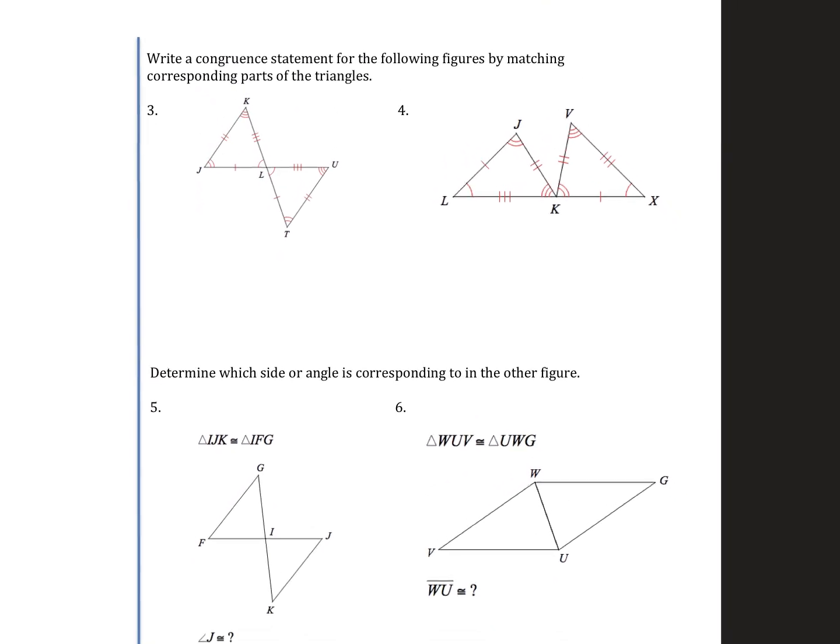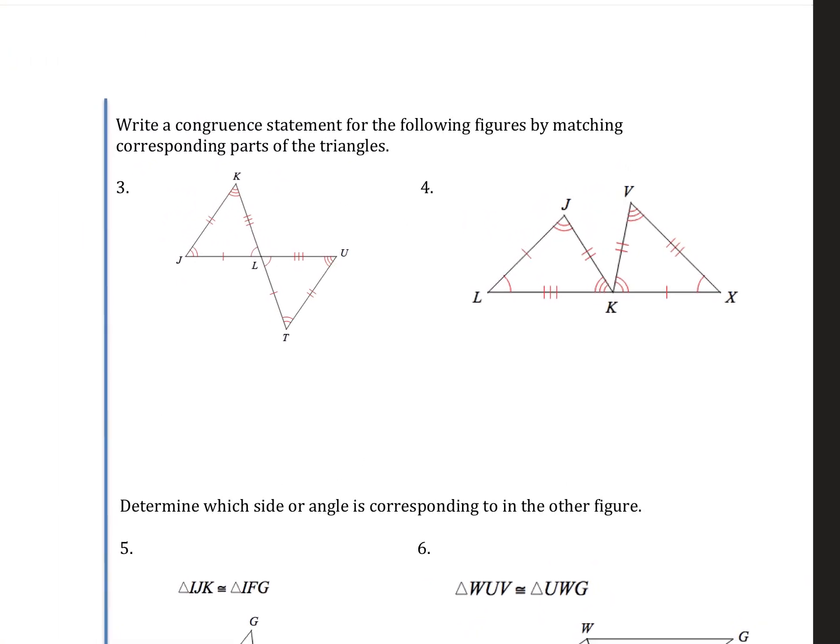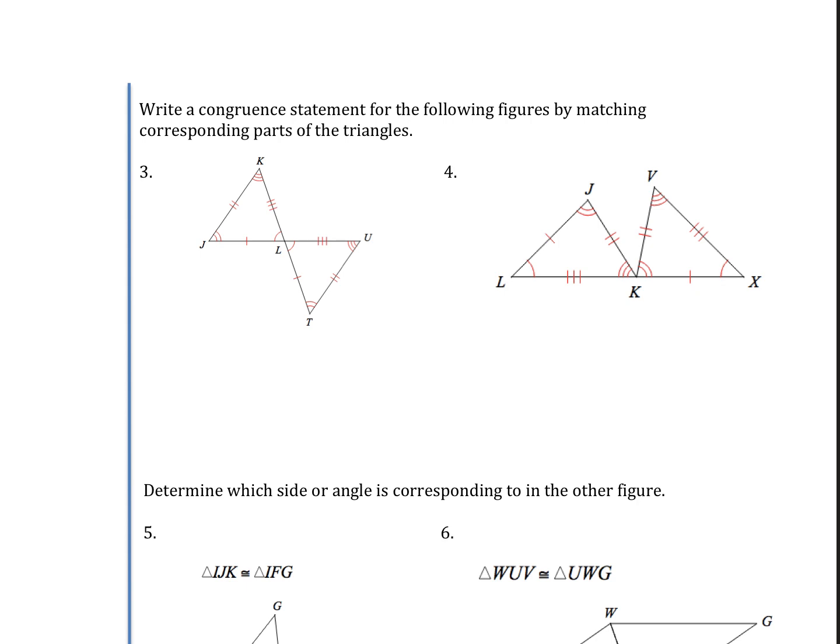Okay. Now we got some more examples here. Write a congruent statement for the following figures by matching the corresponding parts of the triangles. Okay. Well, let's go ahead and do this. Actually, why don't you guys go ahead and do this? See if you can pick an angle and go around the triangle and write a congruent statement. Which triangles are congruent based on the angles, okay? Give it a try, see how you do.